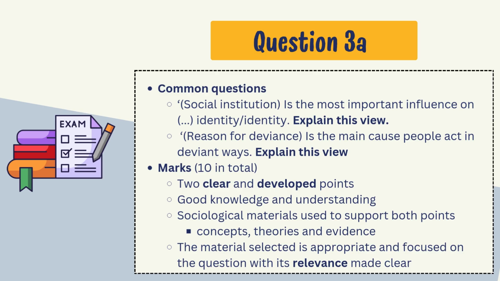Another common question for this is, because you'll always have a statement and then explain this view, but the two most common questions are this, the one I already said, and then you would have a reason for deviance, and then is the main cause people act in defiant ways. And the reason for deviance might be under-socialization, it might be cultural deprivation. There's a list in the syllabus of the reasons for deviance.